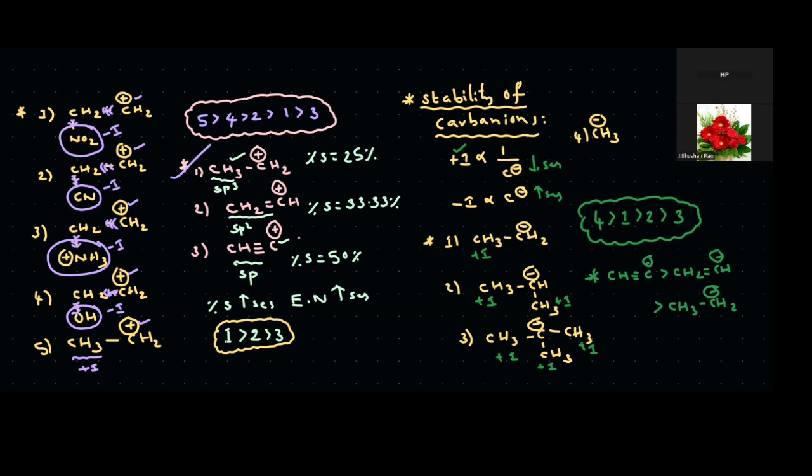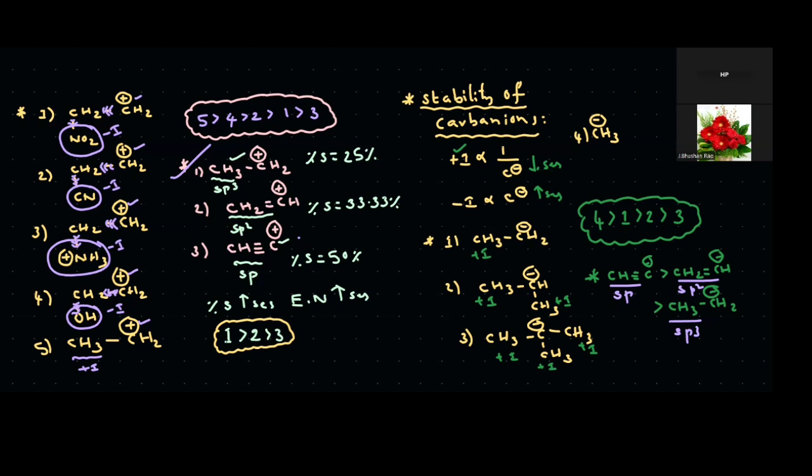Percentage of S character is directly related to electronegativity, which means carbocation stability decreased. But in this case, carbanion stability increased. It is reverse. Okay. So there is more stabilization in this case. It is an sp hybridized carbon. Here it is sp2. This one is sp3. So this is the carbanion stability. We can say that directly. Now, carbon free radicals we already discussed. It is also the same as carbocations.